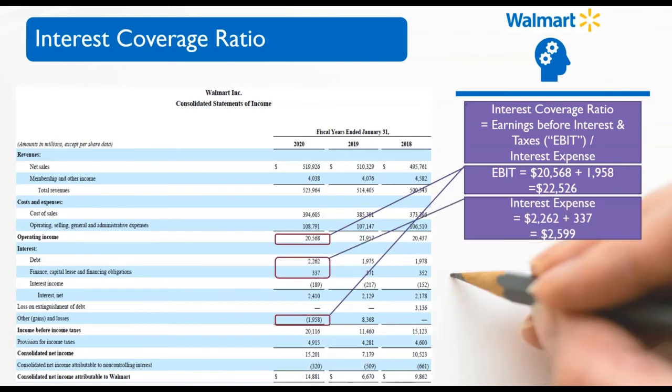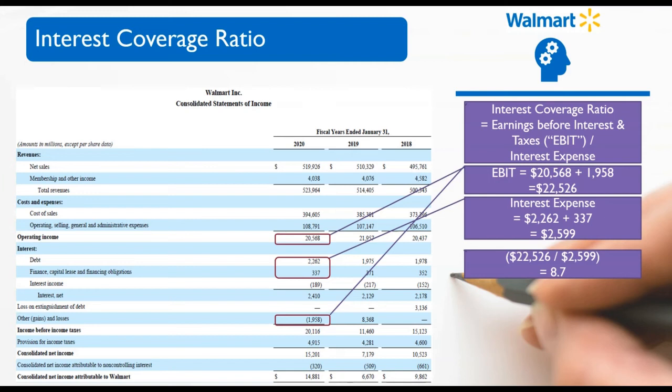We then calculate its interest expense, which includes two components. First, we have the interest on its debt obligations of $2.3 billion. And we also add interest on its finance, capital lease, and financing obligations of around $0.3 billion. This comes up to total interest expense during the year of $2.6 billion. When we calculate the ratio, we come up with an interest coverage ratio of around 8.7 times for Walmart.